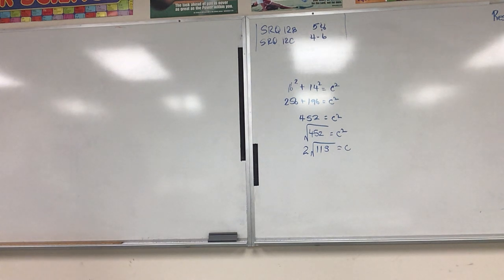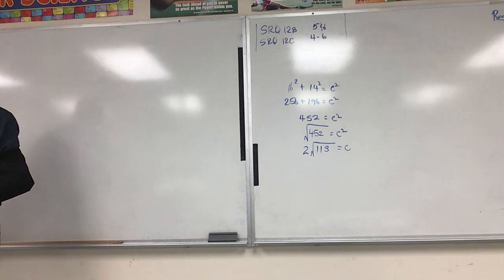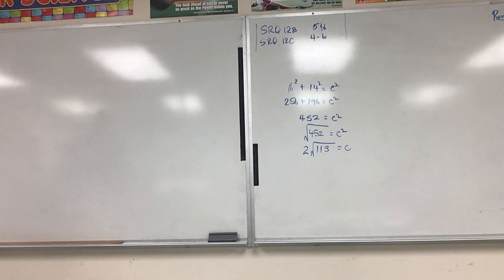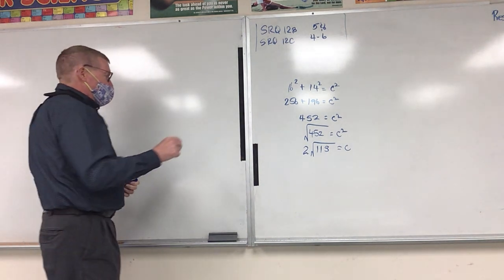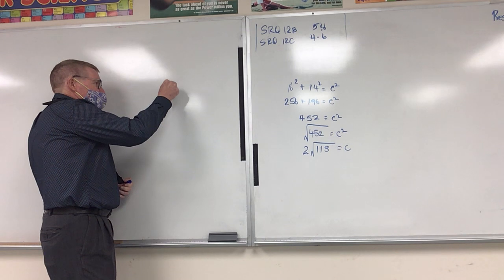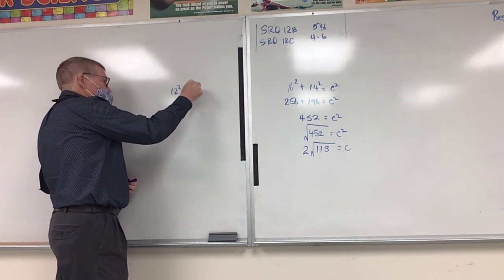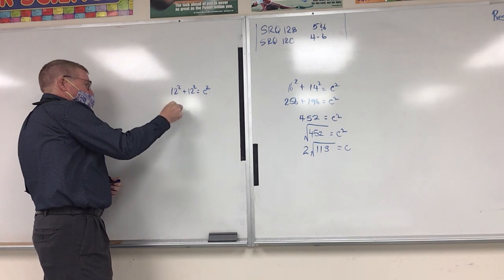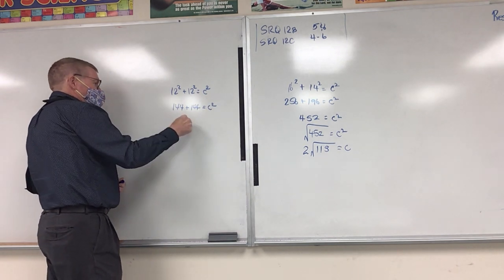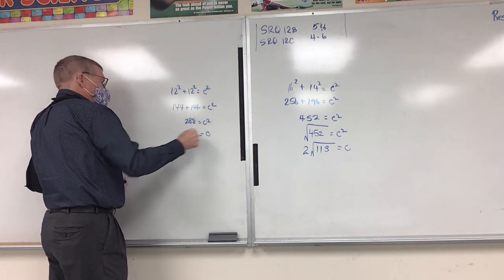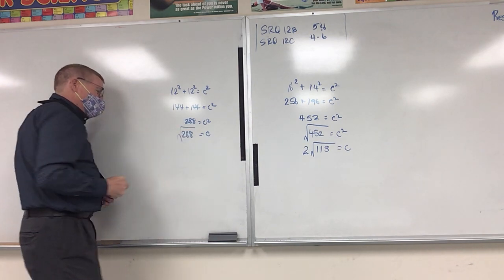All right, number 6. We've got 8, 15, and X. If we remember our special right triangles, we know that X is going to be what? 17. 8, 15, 17, right triangle. Number 7. We have an isosceles right triangle, so to set that up, we're going to have 12 squared plus 12 squared equals C squared. That's 144 plus 144 equals C squared. 288 equals C squared. C equals the square root of 288.